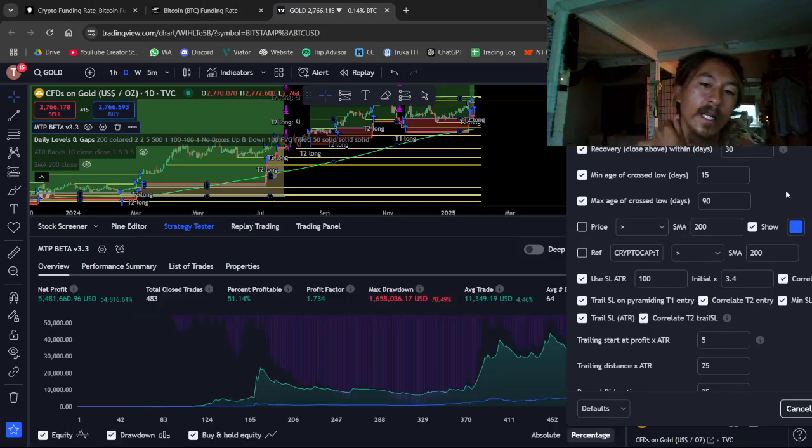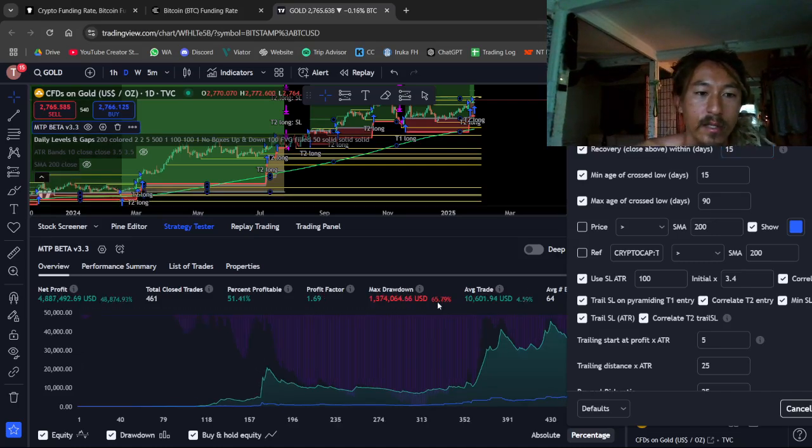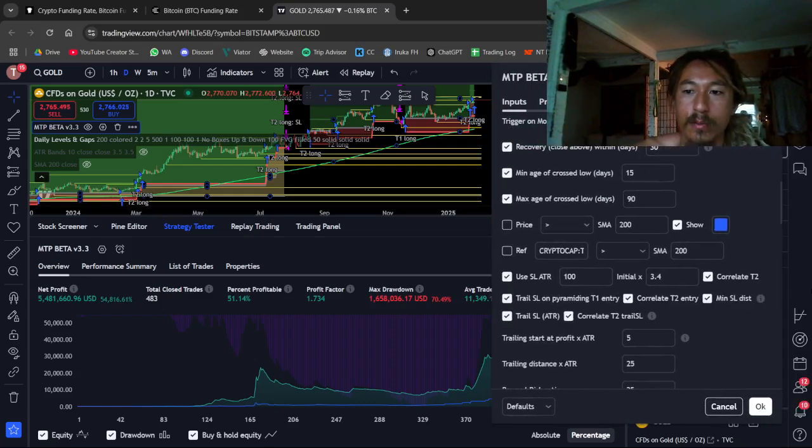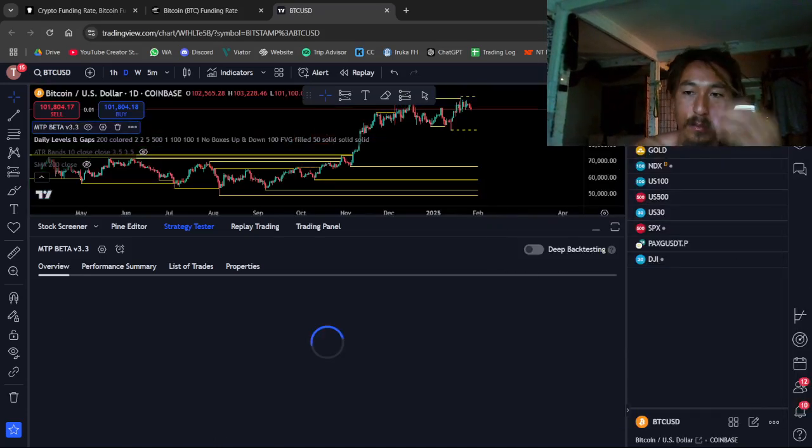This is how many days to recover? 30. Okay, 30 seems to maybe improve it. Let's see. No. 15. 65% drawdown for a 48,000% return. But I could accept a small loss in gold for a big 30 seems pretty good. Let's go look at Bitcoin again.